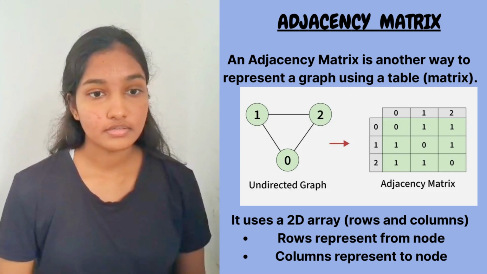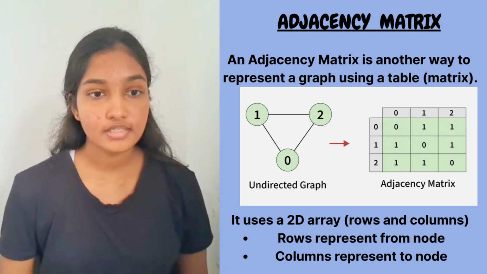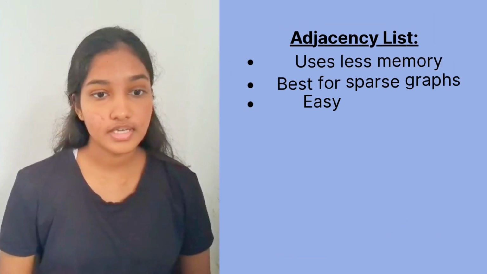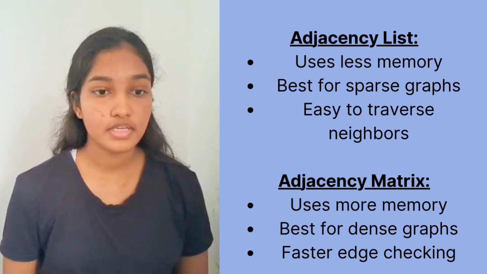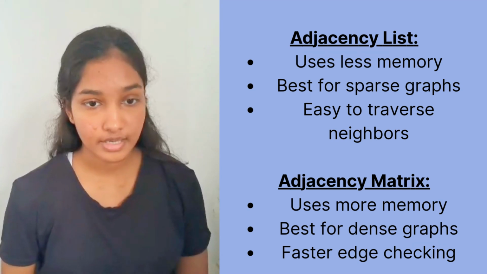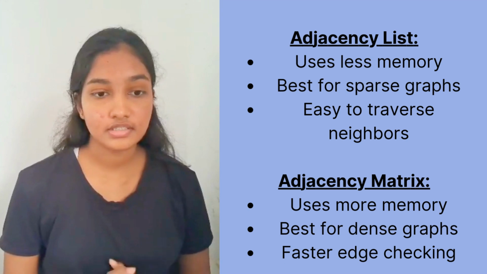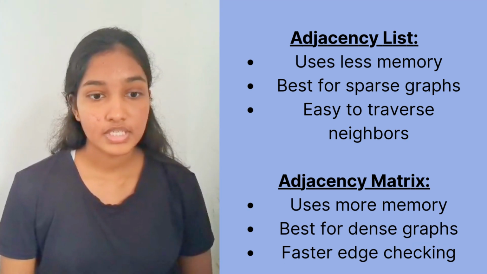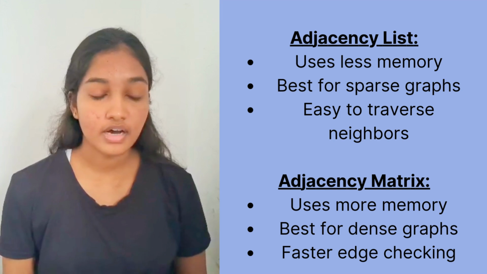In the comparison of these two, the adjacency list uses less memory, is best for sparse graphs, and makes it easy to traverse neighbors. The adjacency matrix uses more memory, is best for dense graphs, and has faster edge checking.